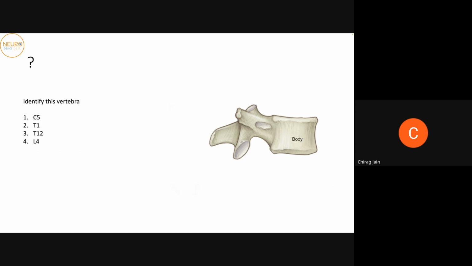This is quite straightforward and simple. Identify this vertebra. Is it C5, T1, T12, or L4? The easiest clue here is the facet over here. It's a complete facet located on the pedicle completely. So this is the T12 vertebra.